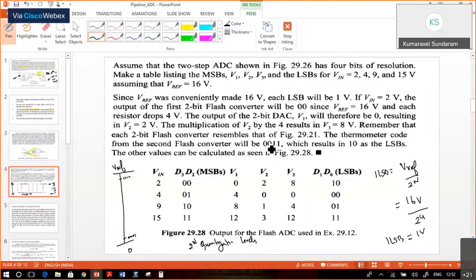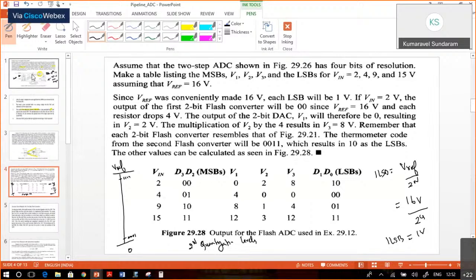it's a 2-bit 2-step flash, 2 bit for MSB and 2 bit for LSB. If Vin is equal to 2 volt, the output of the first 2 bit will be 0 0 since Vref equal to 16 volt, and each resistor drops 4 volt, and the output of the 2 bit DAC V1 will therefore be 0 volt. So Vin equal to 2 volt means D3 D2 is going to be 0 0.